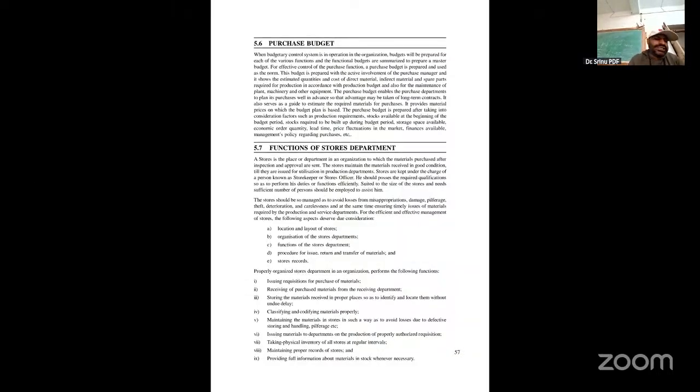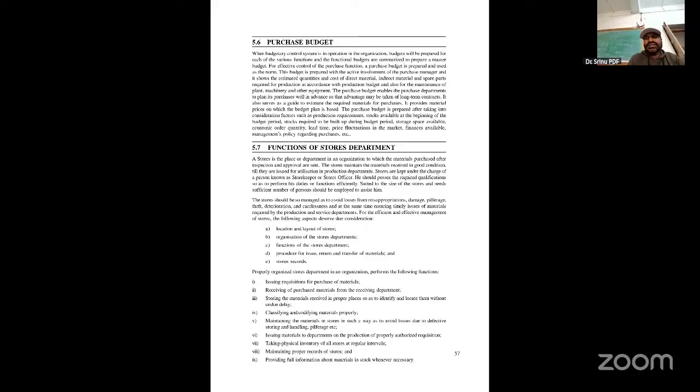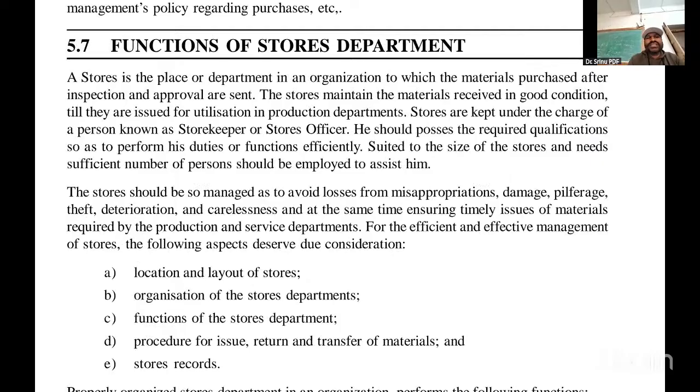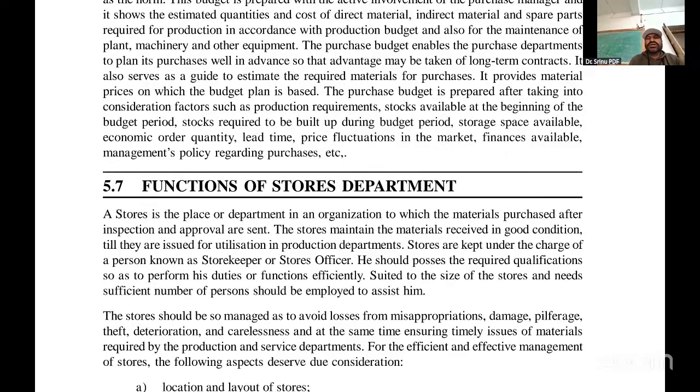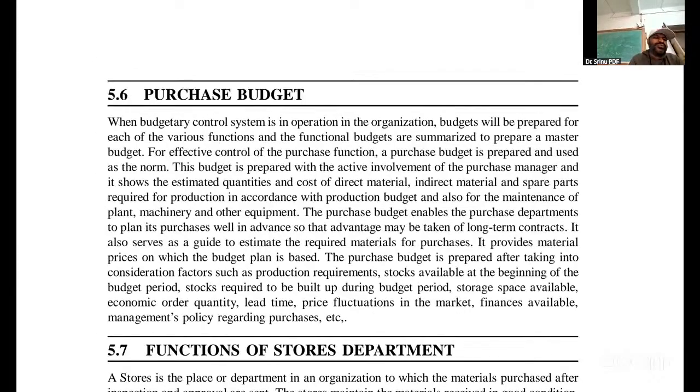Next, purchase budget. Purchase budget means what? See, purchase budget means whatever material they want to purchase, when the budget control system operates in the organization, the budget will be prepared.